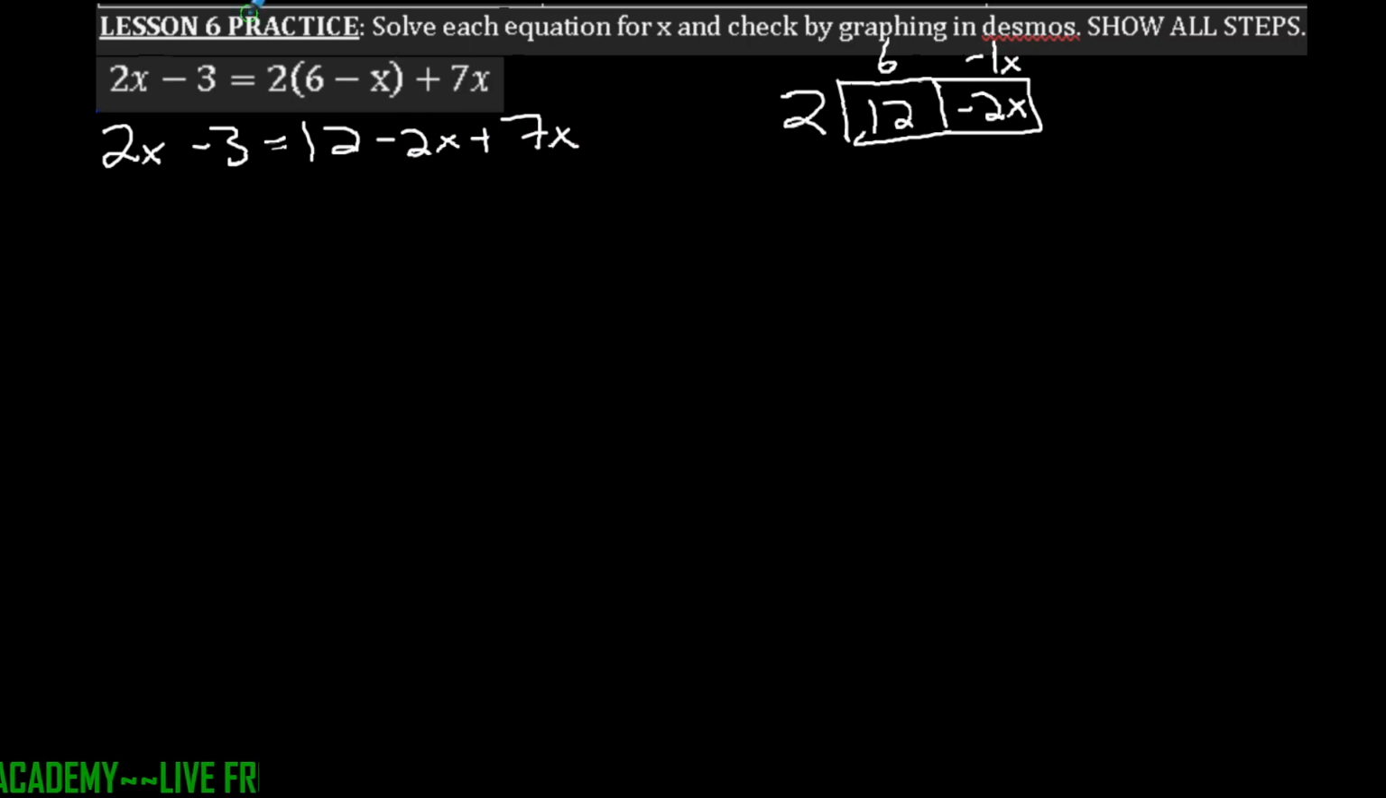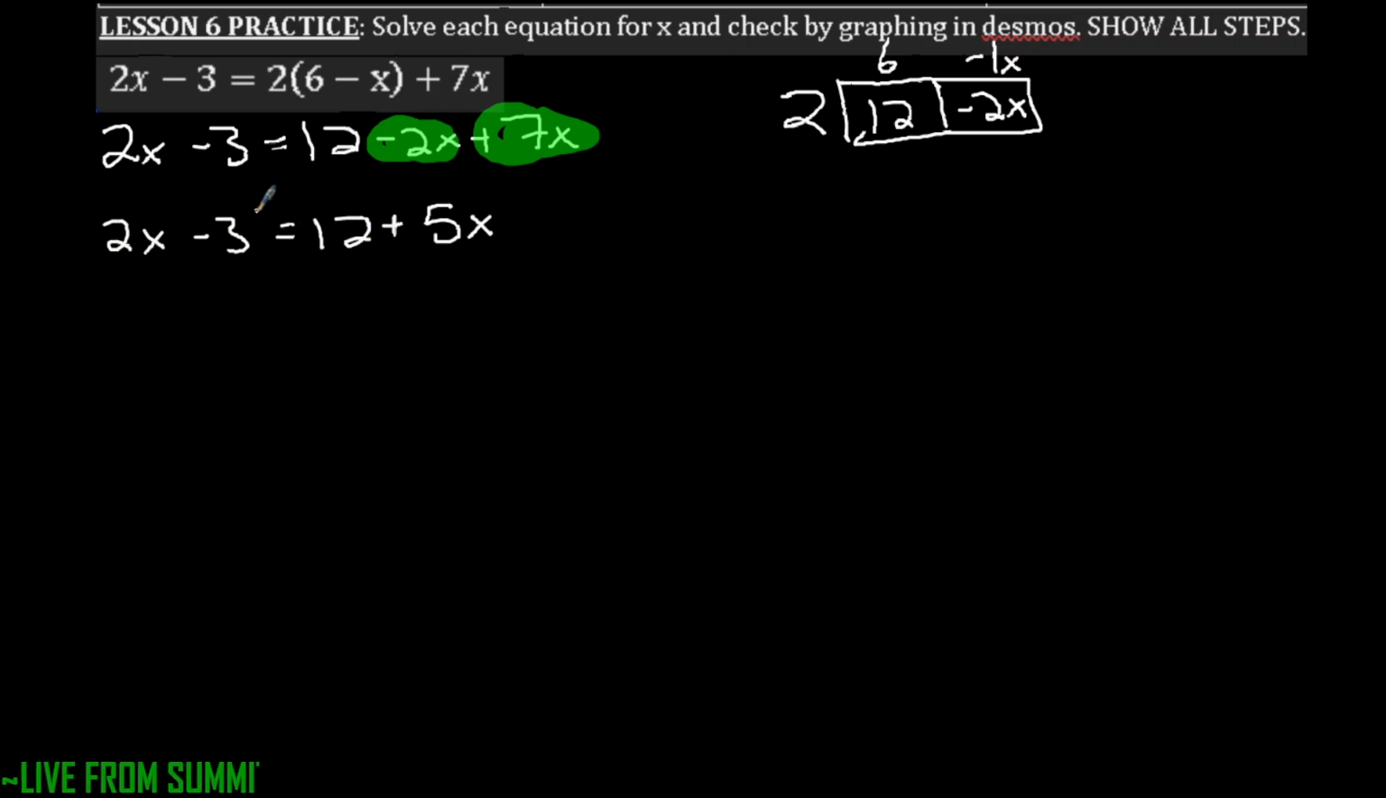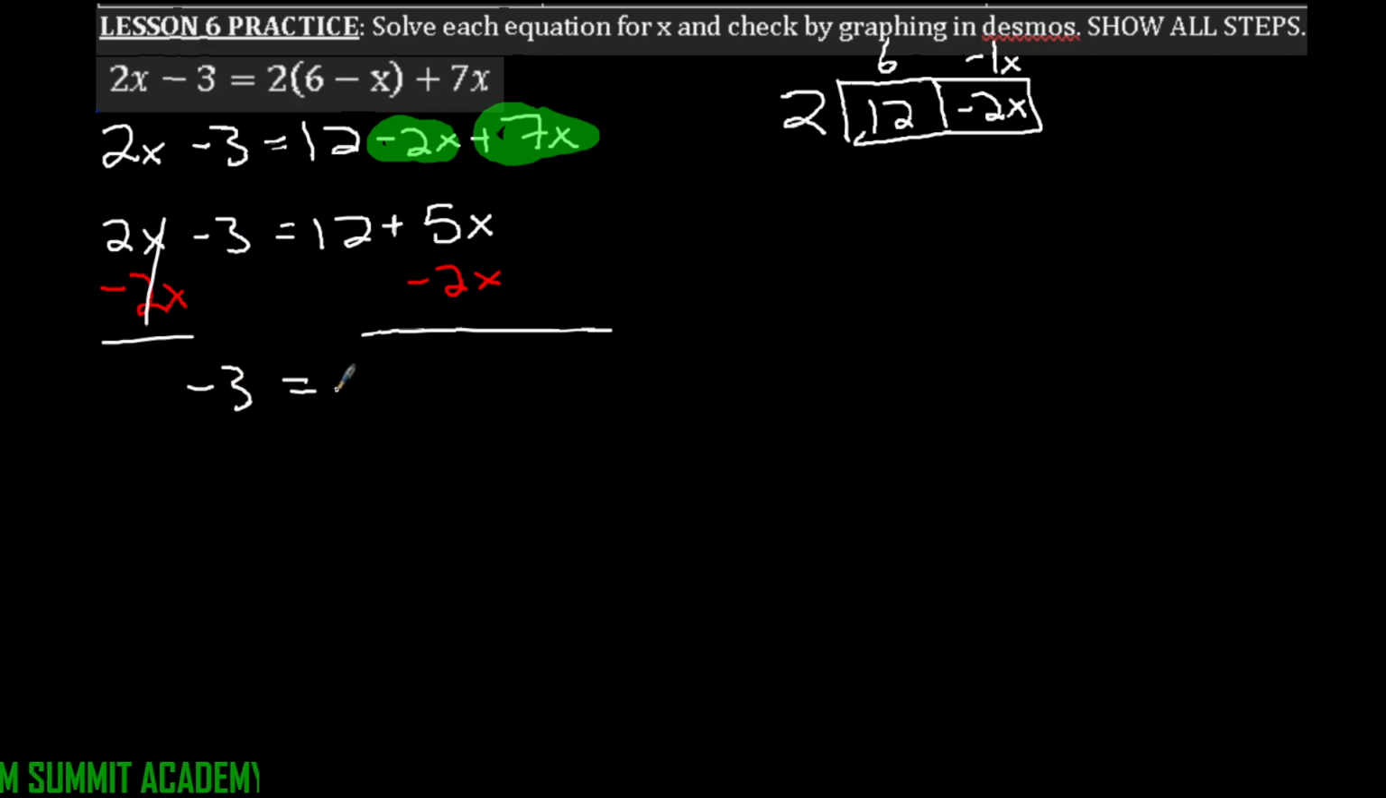Make sure you can combine like terms. So I have negative 2x and a positive 7x, which is going to be 5x. Bring down the rest of it, so 12 plus 5x equals 2x minus 3. Look for that lower coefficient. So I subtract 2x from both sides. Left side cancels out, negative 3 comes down. I have 12 plus 3x.